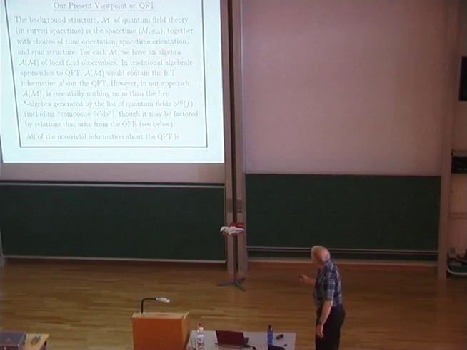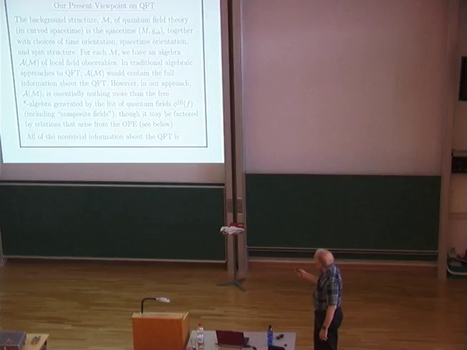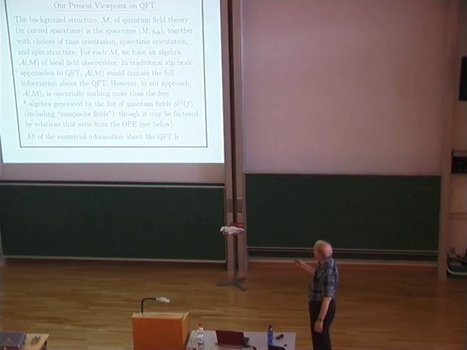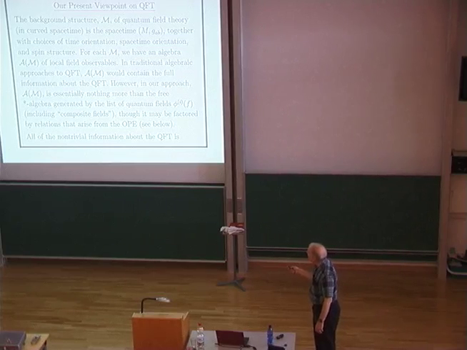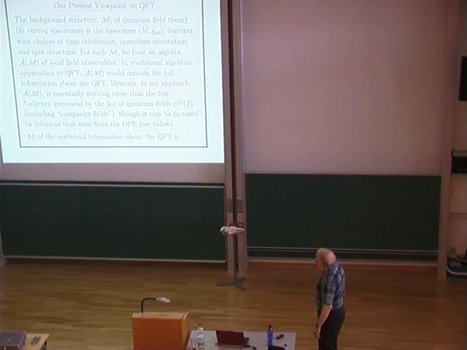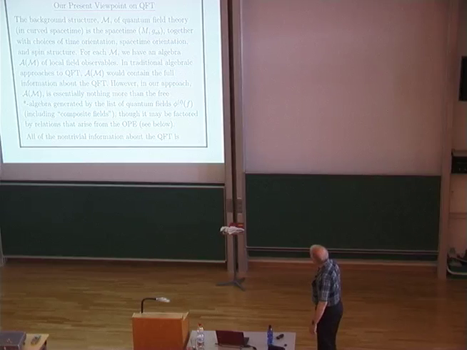So our present viewpoint on quantum field theory is, we start with some background structure that I've been assuming all along of a space-time manifold, a space-time metric, and we also will have choices of time orientation, space-time orientation. If we're dealing with spinor fields, we'll have spin structure to deal with. And the idea is that for every choice of M, in a wide class like globally hyperbolic spacetimes, we're going to have some algebra comprised by local field observables.